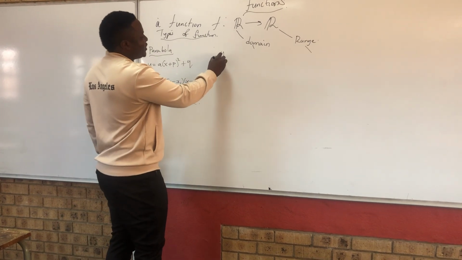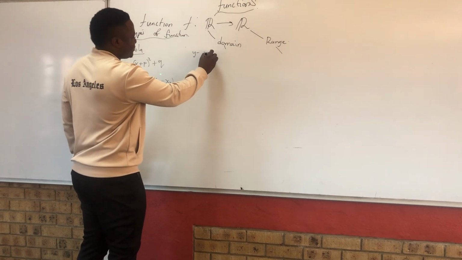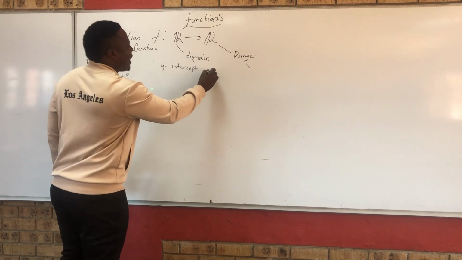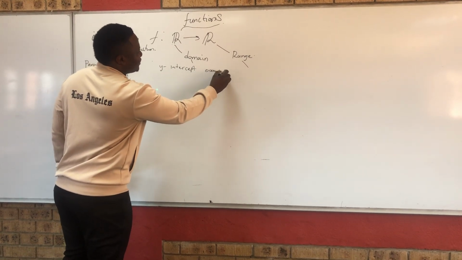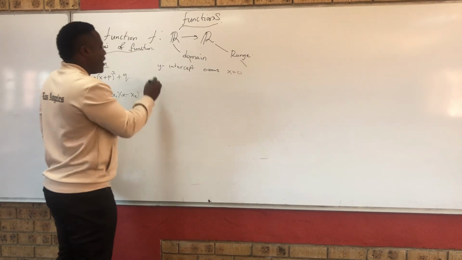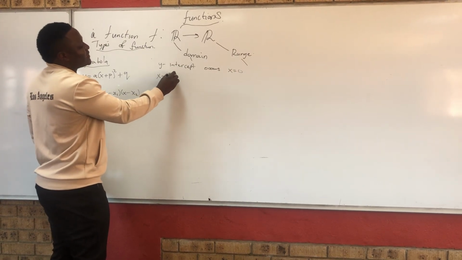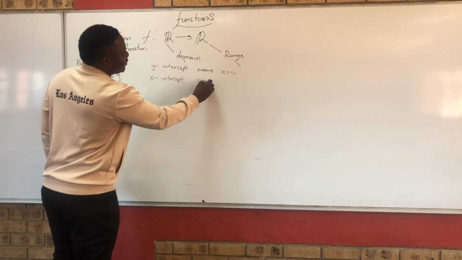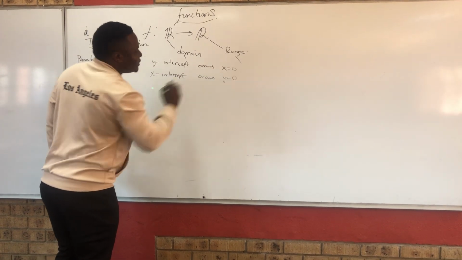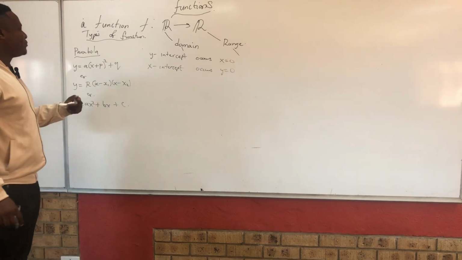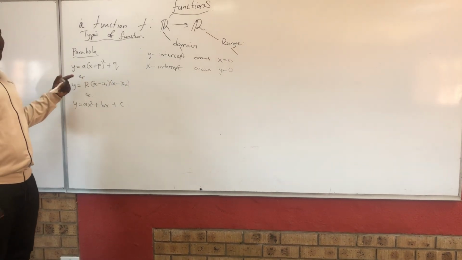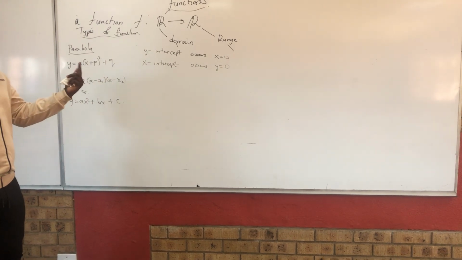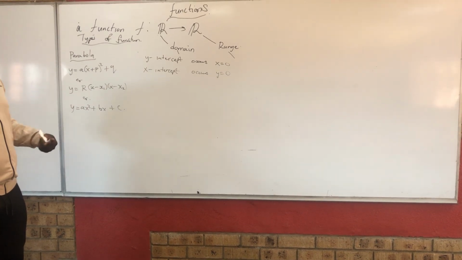You need something called the y-intercept. The y-intercept occurs when x is 0. And you also need the x-intercept, which occurs when y is 0. So when you're given the parabola equation, for the y-intercept you let x be 0, and you get the y-intercept.